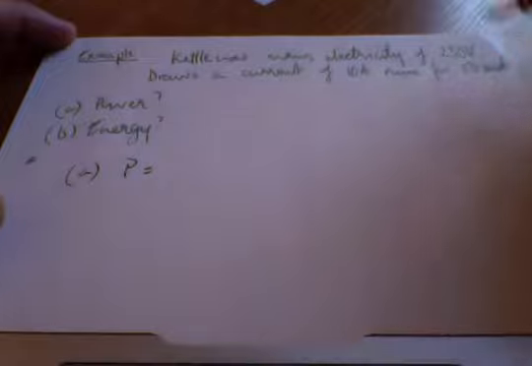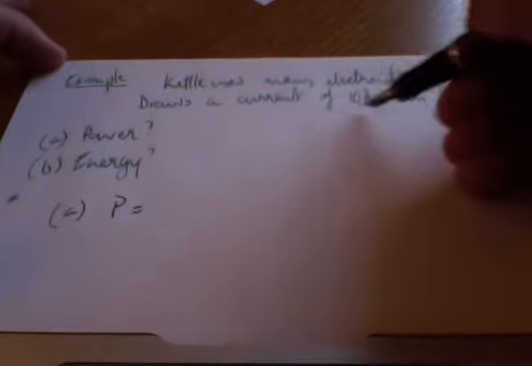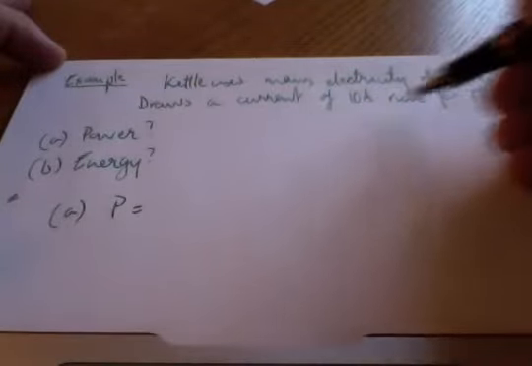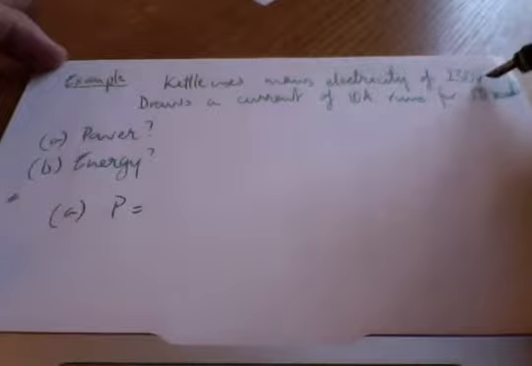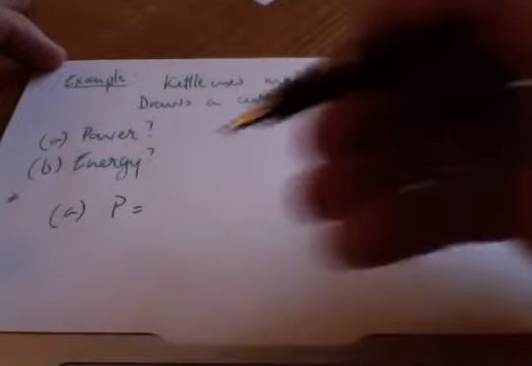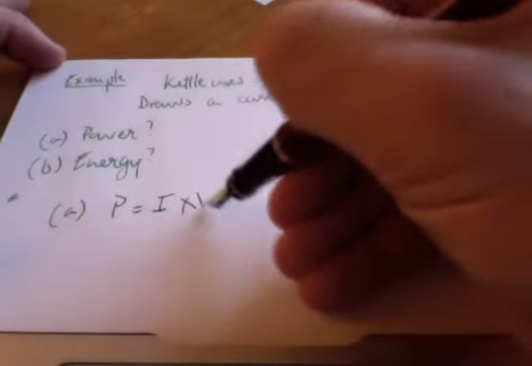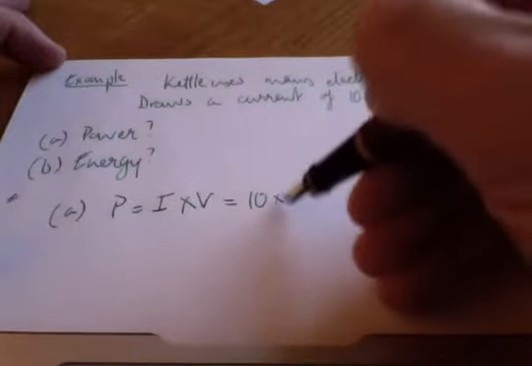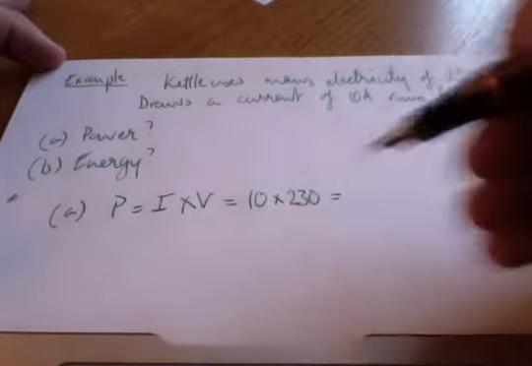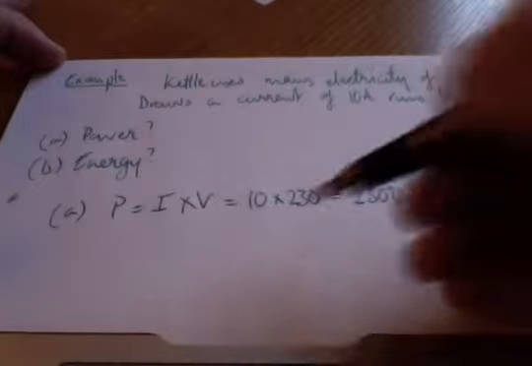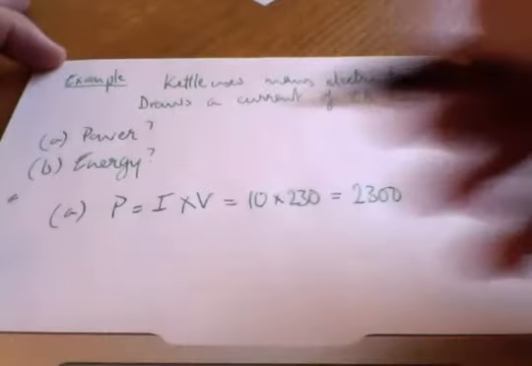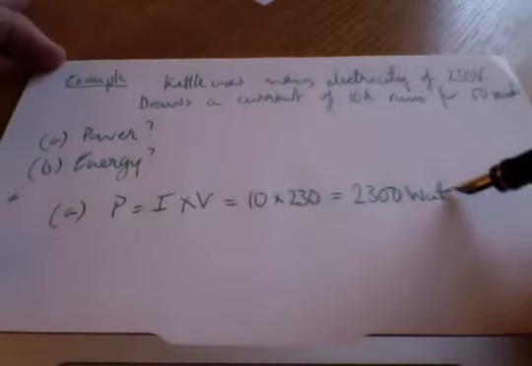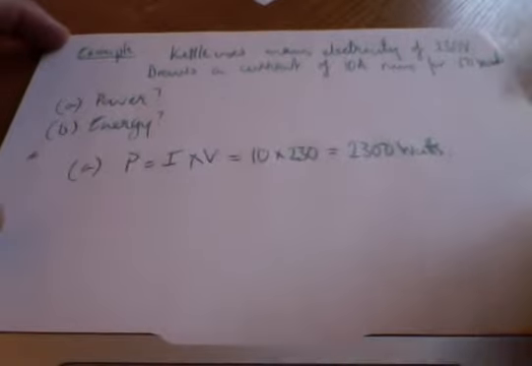What's the power? Well, the power, essentially what you know from this information is that 10 coulombs are being pumped out of the mains every second, and each one is taking 230 joules. Or in other words, the current multiplied by the voltage. And that's going to give us 2,300, and if you remember, the unit for power is watts. Excellent.